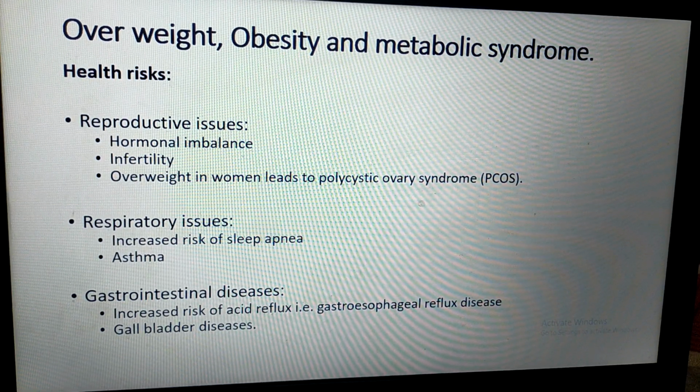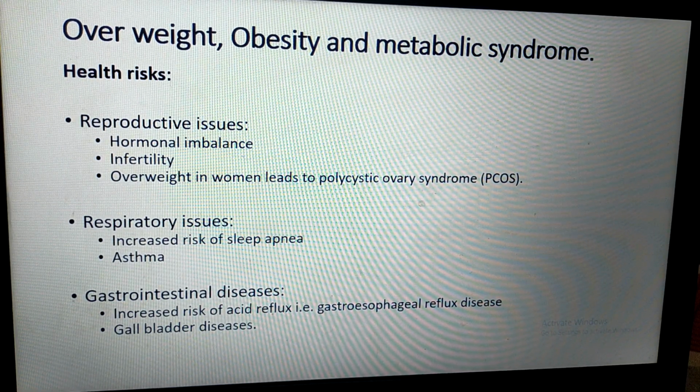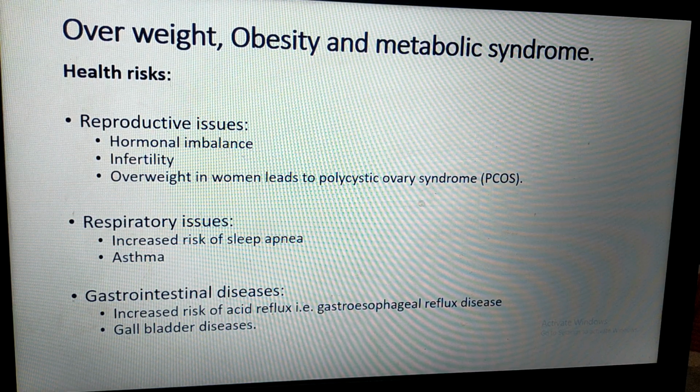Reproductive issues, just now we have seen, due to hormonal imbalance, infertility may be seen. Overweight in women leads to polycystic ovarian syndrome. Respiratory issues include increased risk of sleep apnea. Apnea means breathing temporarily stops for some time. So sometimes it is a very dangerous situation. The next is asthma, narrowing of the bronchial tree, so that entry and exit of air is decreased.